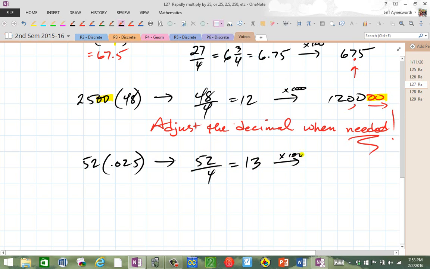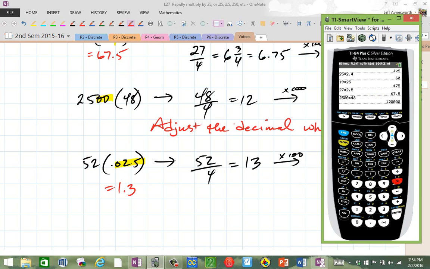Then you multiply it by 100. So you get 1300. But then you got to shift the decimal. There are 3 digits to the right, so you got to shift it 3 places to the left. It becomes 1.3. So this is equal to 1.3, and then you check it. 52 times 0.025. Look at that, 1.3, as I said.